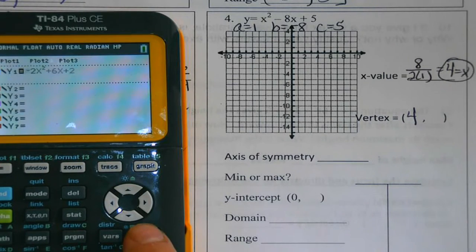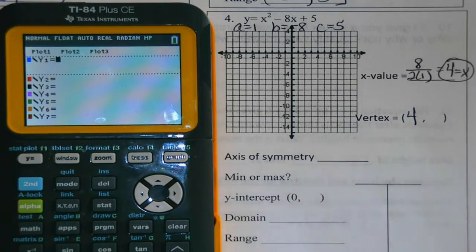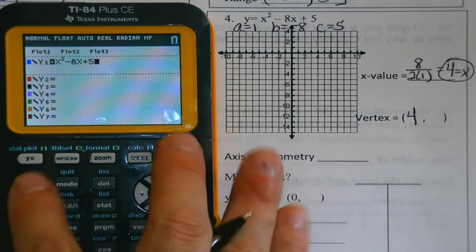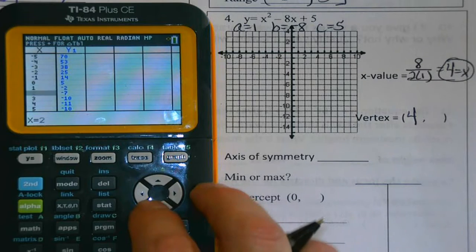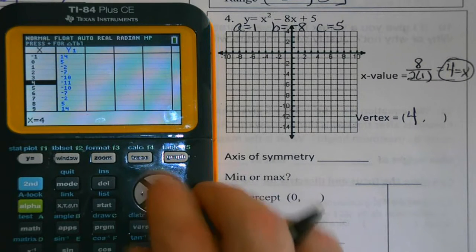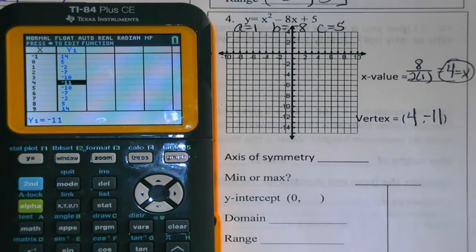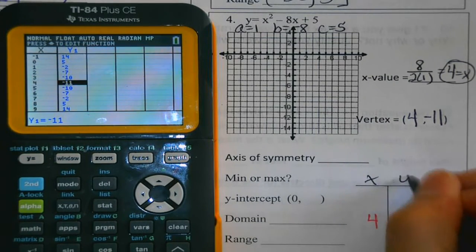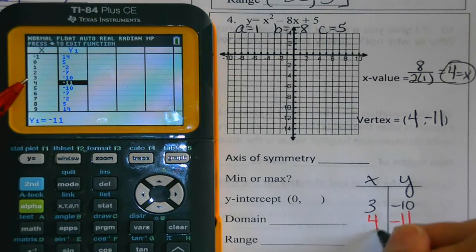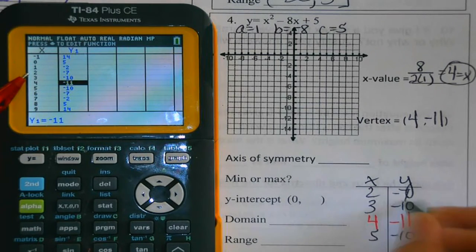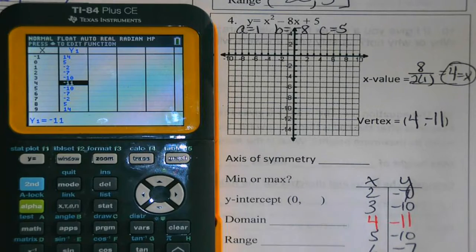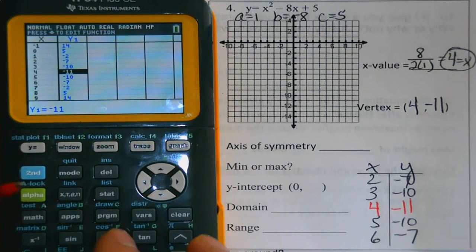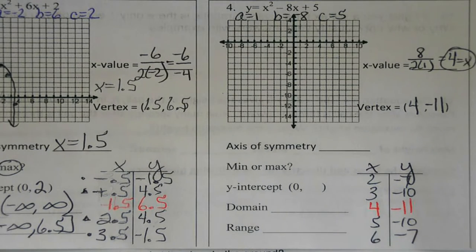Now, this time, I'm a little bit happier because the x value is a whole number, so I'm not going to have to play the trace game necessarily, even though I could. If I find 4 in the middle of my chart, negative 11 looks to be my y value. And while I'm at it, and I see my symmetry, I might as well make the rest of my chart while I'm here. That's pretty slick. But now we have multiple tools to use. We have the trace function and we have the chart to be able to do this with.